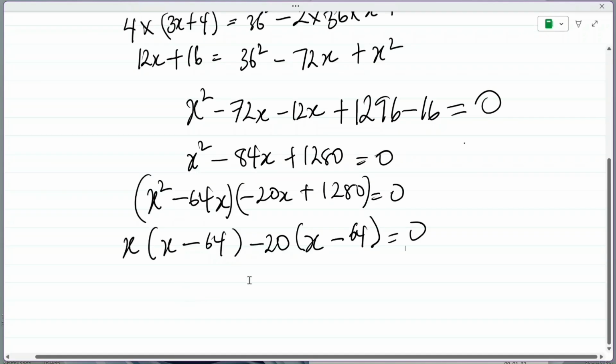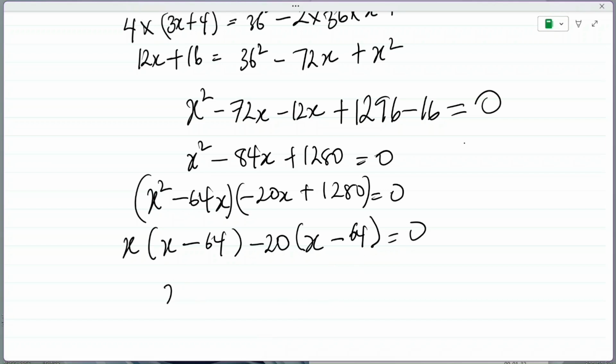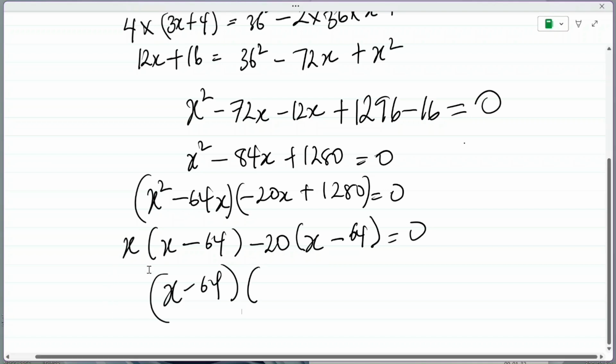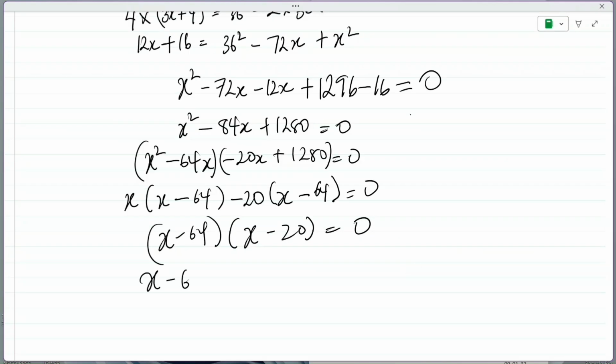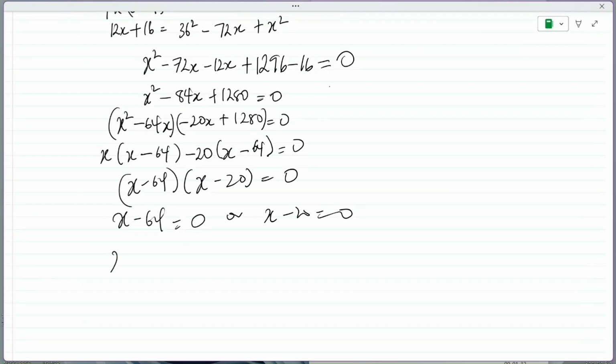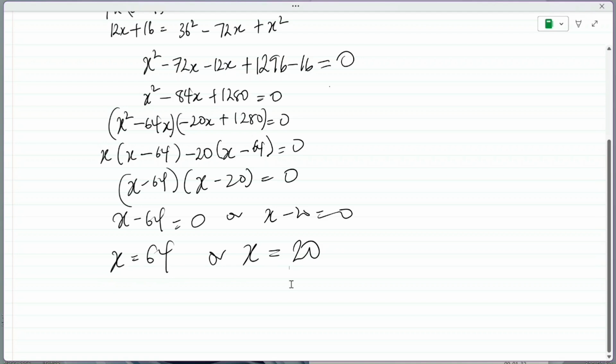Since you have x minus 64 here and x minus 64 here, you pick one. That's x minus 64 in one bracket. Then in the second bracket, you have x minus 20. Those outside, you put them in one bracket. That's x minus 20. Close bracket equals 0. You have x minus 64 equals 0, or x minus 20 equals 0. X equals minus 64 crosses and becomes plus 64, or you have x equals minus 20 also crosses the equals sign and turns to plus 20. So you have x is 64 or x is 20.